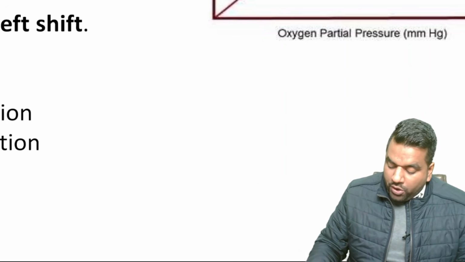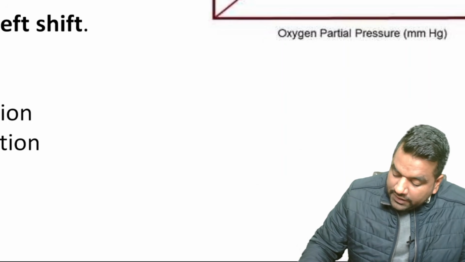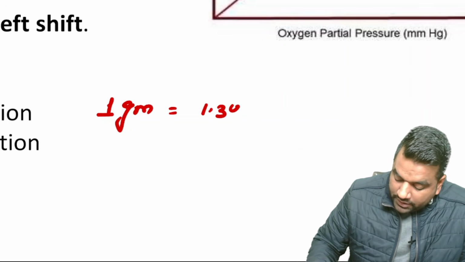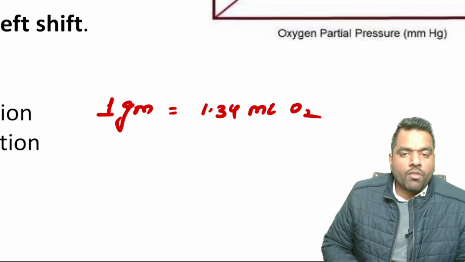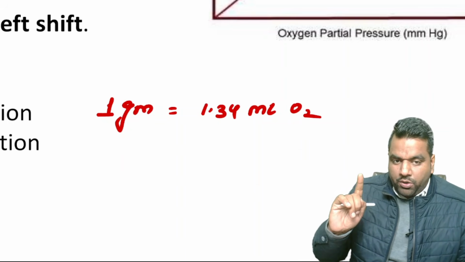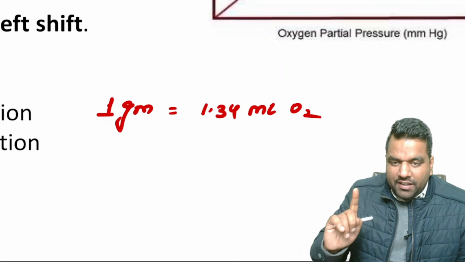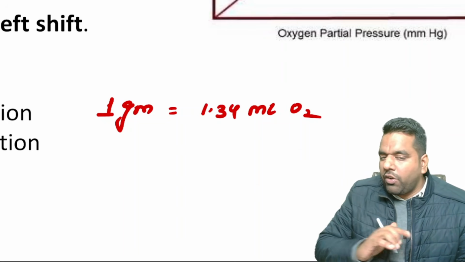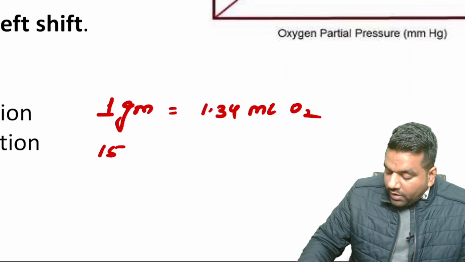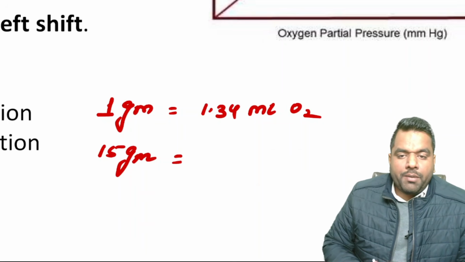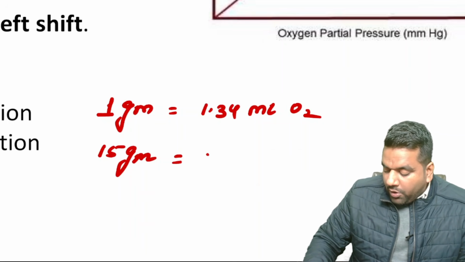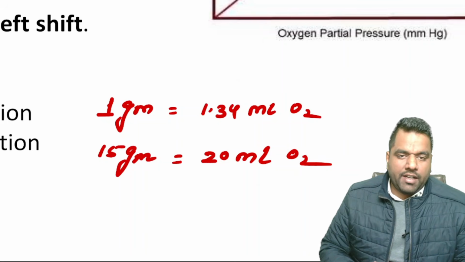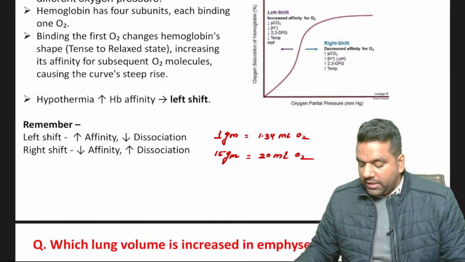Also remember that if one molecule of hemoglobin can bind with 4 molecules of oxygen, then 1 gram of hemoglobin can bind with 1.34 ml of oxygen. Guys, earlier we were discussing the molecule, but now we are talking about grams, the quantity of the hemoglobin. We know there is an average of around 15 grams of hemoglobin present in the body. So 15 grams of hemoglobin can bind with 20 ml of oxygen. Always remember, right guys? So this is all about the oxygen hemoglobin dissociation curve.